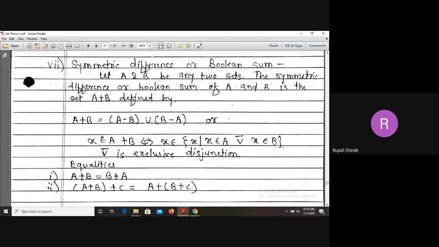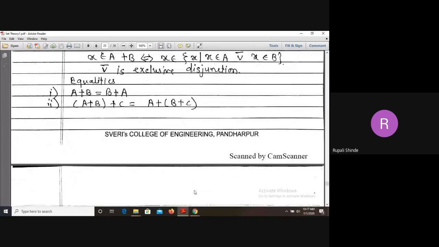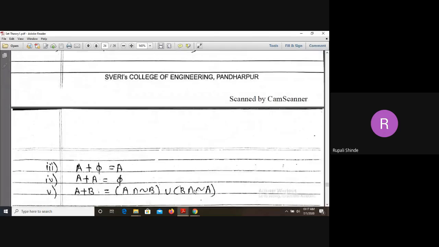Now we have to see some formulas. So here A plus B is equals to B plus A. First property that we can call this property as a commutative property. Again, A plus B plus C, this is equals to A plus B plus C. So this property is called as associative property. So these properties are satisfied by this symmetric difference. Again, A plus phi, this is equals to A because phi means what? Empty set. That's why A plus phi is equals to A.